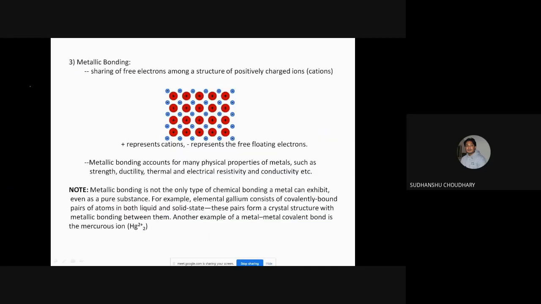Now, the third type of bonding is called metallic bonding. Okay. So metallic bonding, obviously, results in metals. So metals always have metallic bonding. Not always, but yes, they have metallic bonding. Metallic bonding makes the metals very strong. Okay. So how is metallic bonding done? It is by sharing of free electrons among a structure of positively charged ions. Okay. Sharing of free electrons, not just bound electrons.